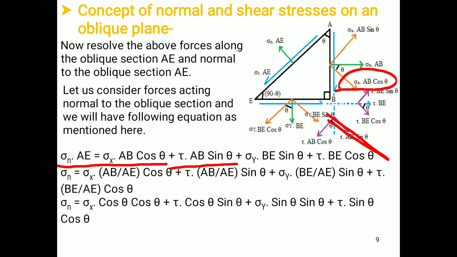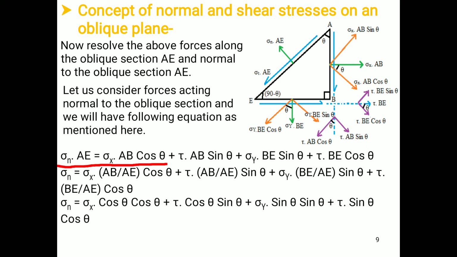Shear stress has resolved into its component. Plus sigma y BE sin of theta means this force we have resolved into this component. And the last force is tau BE cos of theta. Tau BE cos of theta means this force, a shear stress that has resolved into its component.